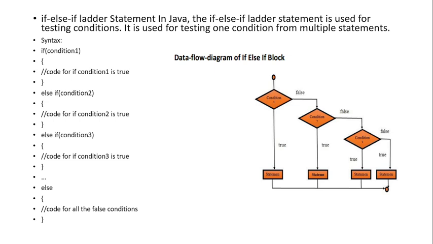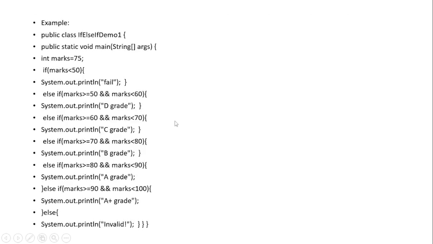On the left hand side you can see the syntax of the if ladder here. In each and every if statement there will be a condition, so multiple conditions are going to be checked here. This is an example program for the if statement.